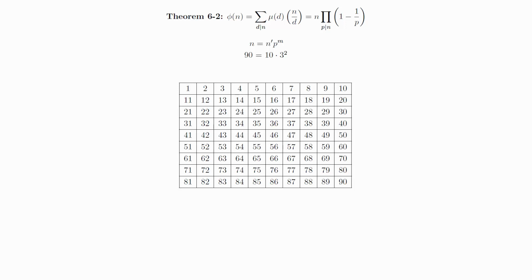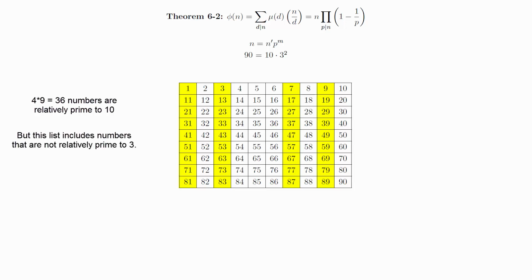The inductive hypothesis tells us that we know how many of these numbers in the first row are relatively prime to 10. In this case, it turns out to be phi of 10, which is 4, and the specific values are 1, 3, 7, and 9. But then the observations we just made about the columns being congruent to each other shows us that we must have 4 times 9 numbers listed here that are relatively prime to 10.